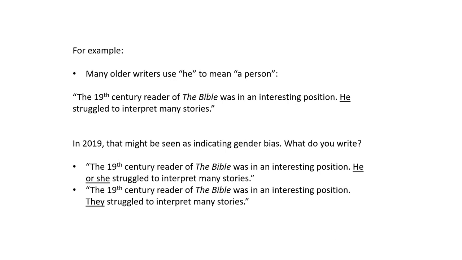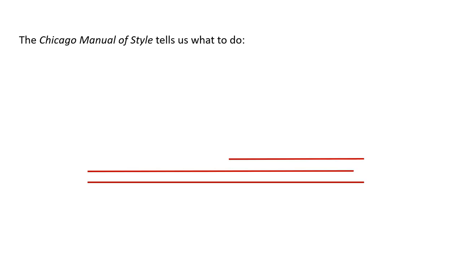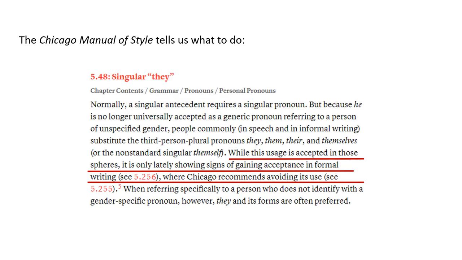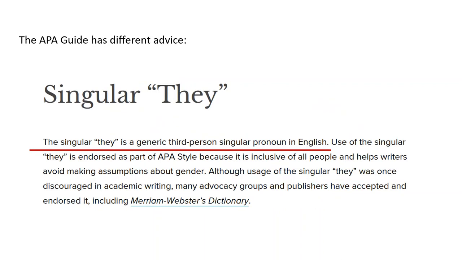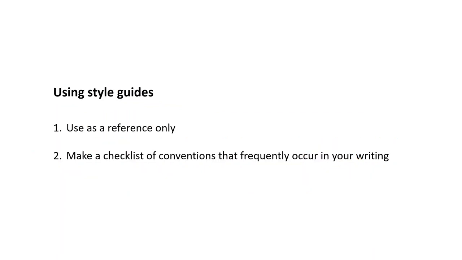And lots of people in society will argue about which one is better, but the style guide will tell us what to do. So if I look it up in Chicago, it tells me the use of the singular they is accepted in some spheres, but Chicago recommends avoiding its use. So here I would probably use he or she instead. However, if we look it up in APA, which is one of the most common guides, the singular they is a generic third-person singular pronoun in English, and use of singular they is endorsed as a part of APA style.